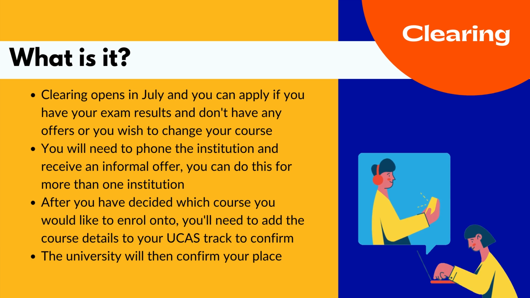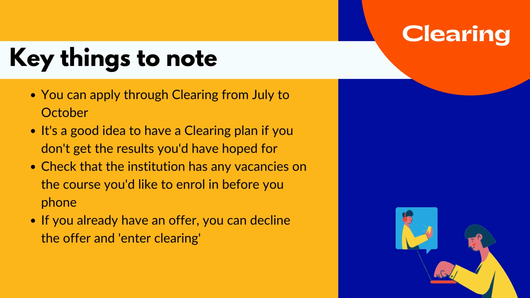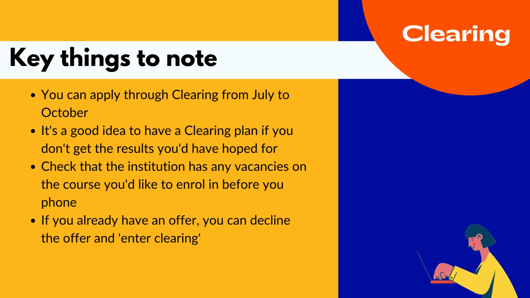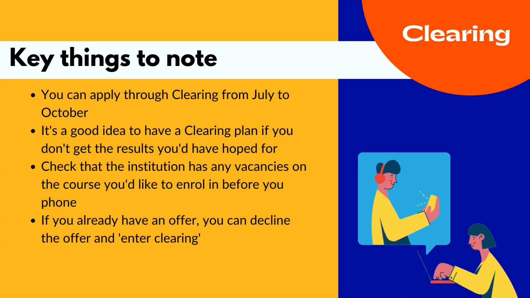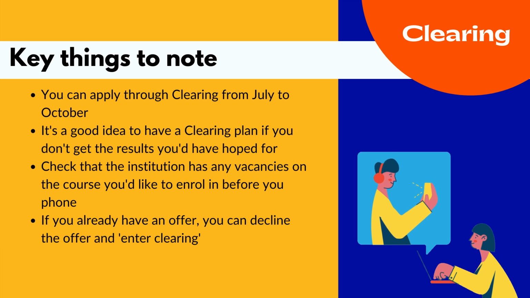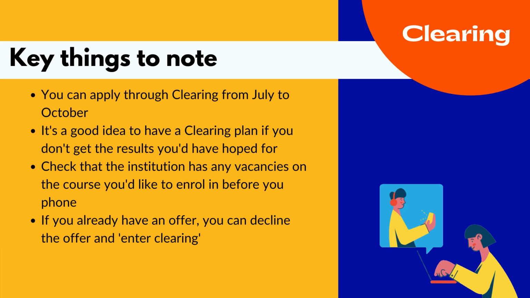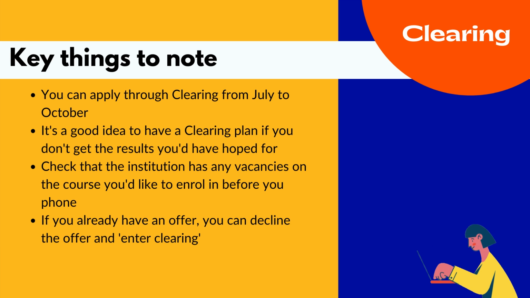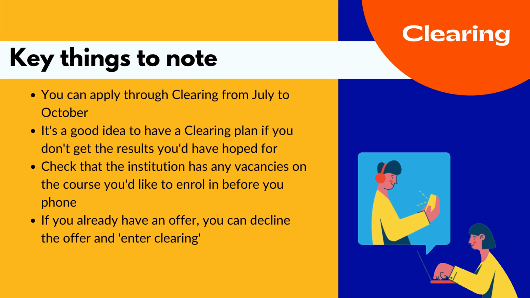As with the other processes, there's a few things to note. You can apply through clearing from July to October so long as you've got your exam results. Even though it's not very nice to think about, it's a good idea to have a clearing plan in place. Therefore, if you don't get the results you'd have hoped for, you've one less stress because you've already planned the actions that you're going to take. Always check that the institution has any vacancies on the course you'd like to enrol onto before you call them, and this is so you don't waste time on results day on hold. And if you already have an offer, you can decline the offer and enter clearing.